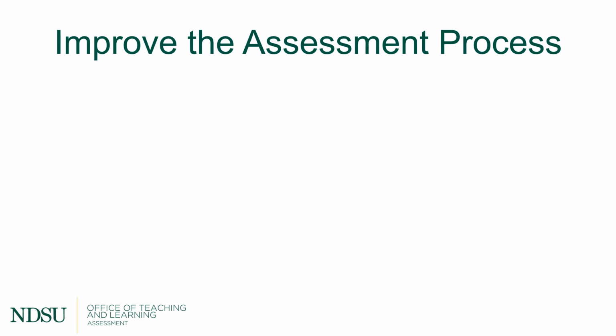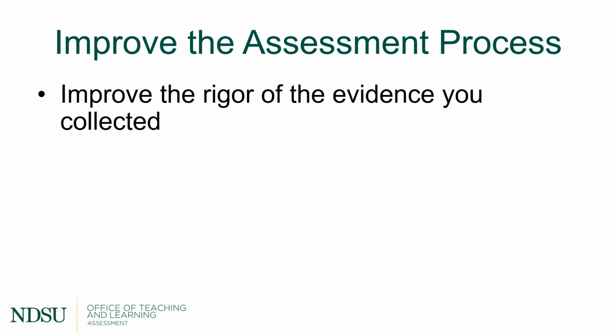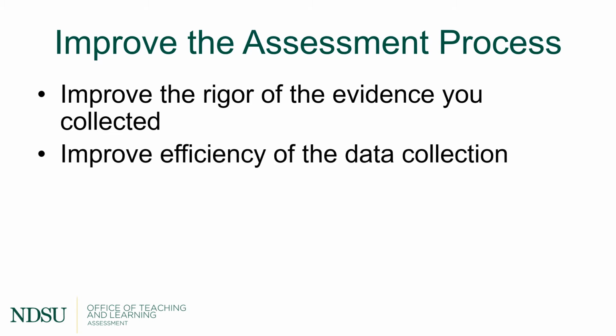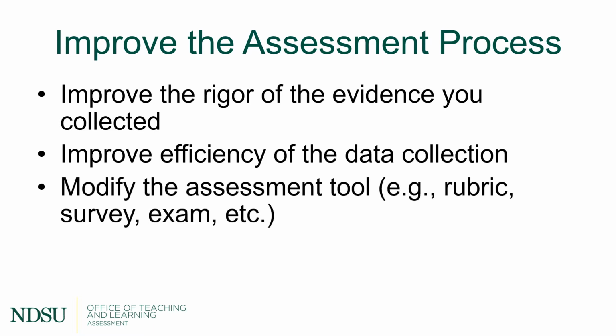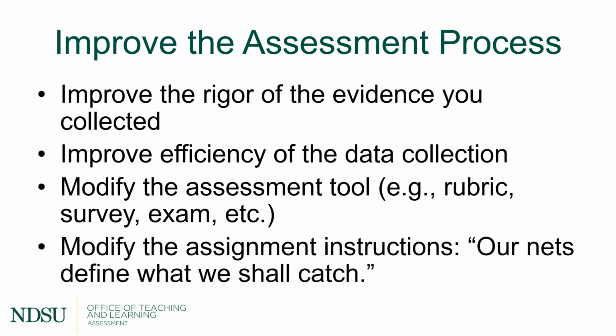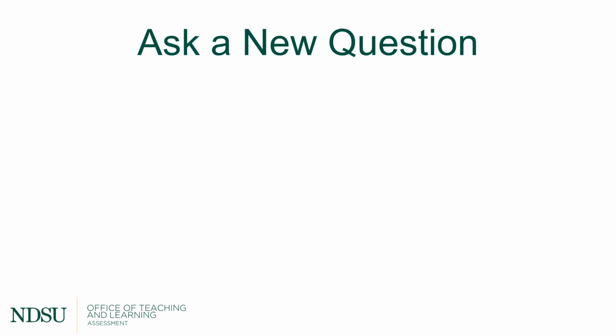Another way to use assessment results is to improve your assessment process. Can you improve the rigor of the evidence you're collecting? Or improve the efficiency of the data collection by using some technology tool? Or modify the assessment tool to better address what you want students to achieve? And you might also change the way the assignment instructions are written. As Elliot Eisner says, our nets define what we shall catch. If you're not catching what you want with assessment, try modifying the assignment instructions. That's a great first step.